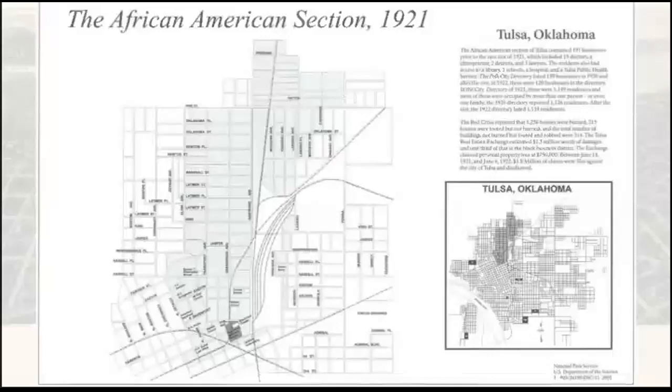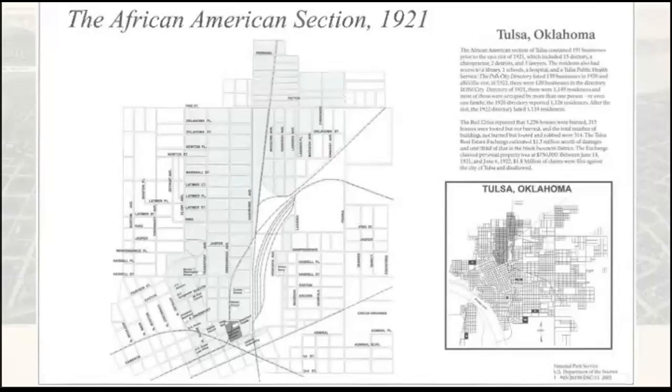All right, so now that we've thought about Tulsa, Oklahoma as a place, let's go over some of the factors that led to the rise of the Greenwood District in Tulsa, Oklahoma. Here's a map that shows the Greenwood District in 1921. According to the National Park Service, the district contained 191 businesses, including doctor's offices, dentists, and lawyers' offices. Residents in this district had access to a library, schools, a hospital, and the Tulsa Public Health Service prior to the massacre in 1921. According to the Oklahoma Historical Society, the Greenwood District also contained grocery stores, movie theaters, shoeshine shops, and more. The amenities of the Greenwood District rivaled those of the surrounding white neighborhoods, contributing to increased socioeconomic tensions in the Tulsa area.